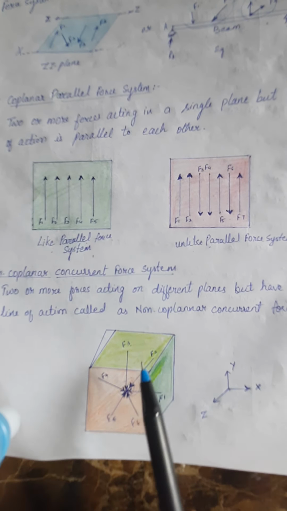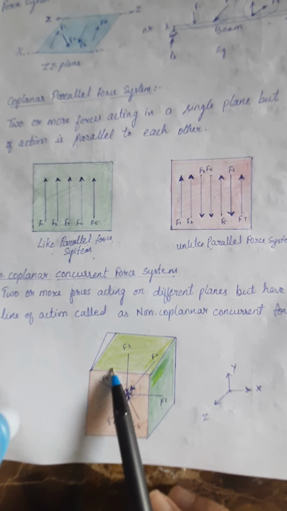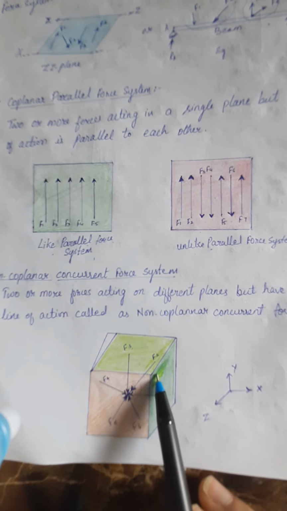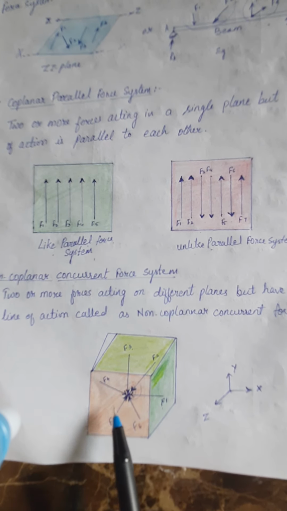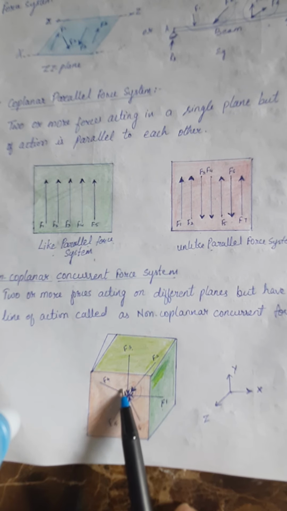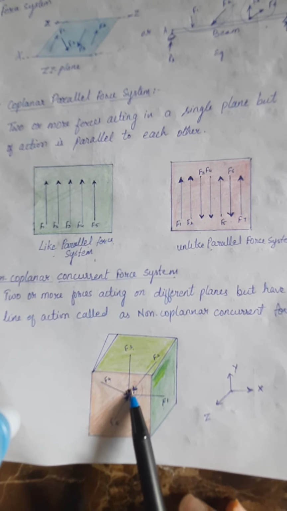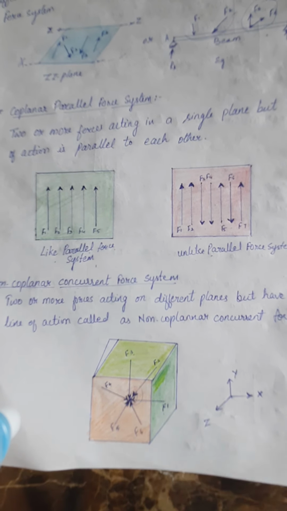Here we can see a cube. X, Y and Z directions are shown. Different forces are acting on the different planes here. Forces are acting on all 6 planes, but they are meeting at one particular point. That force system we will call a non-coplanar concurrent force system.